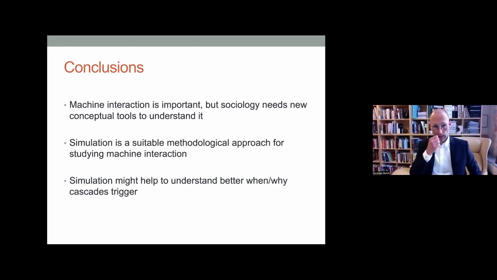I've argued also that simulation might be a suitable approach for studying these kinds of machine interaction, because we're dealing with forms of interaction that cannot be observed directly. So simulating them might be one way forward in terms of getting a good sociological understanding of what is actually taking place here. And then more specifically, I've suggested that simulation might indeed be helpful if we want to understand when and why various types of cascades trigger. So I'll leave it with that and look forward to the discussion. Thank you.